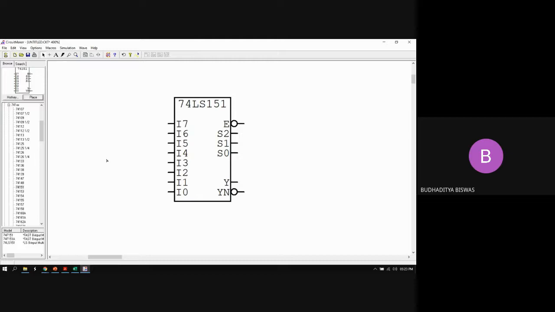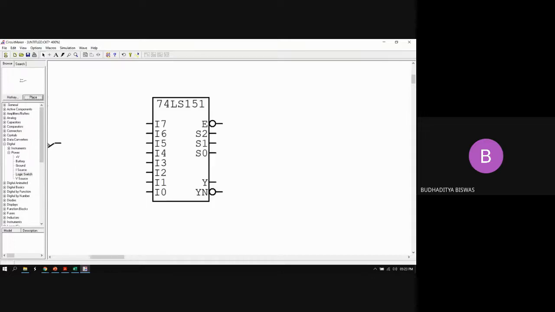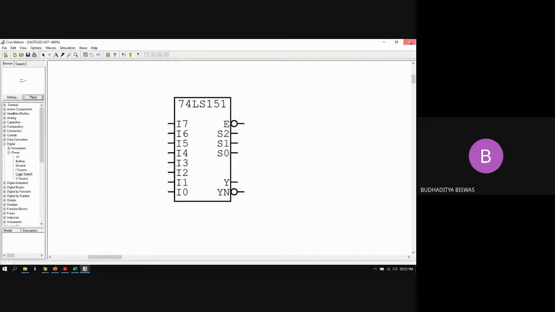Okay, then what are the other things we required? We just required some switches, some logic switch. I think it's there in my, 1 minute please.